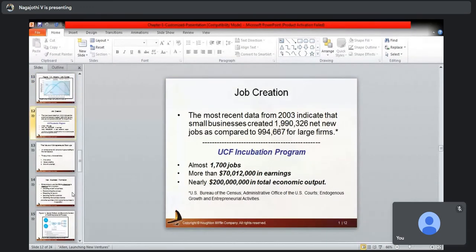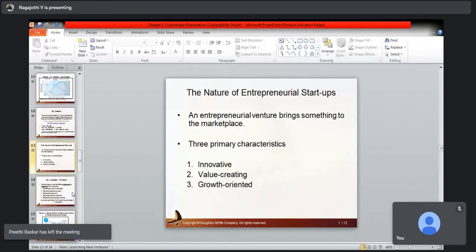This is job creation. And the nature of entrepreneurship, setup. Startup.